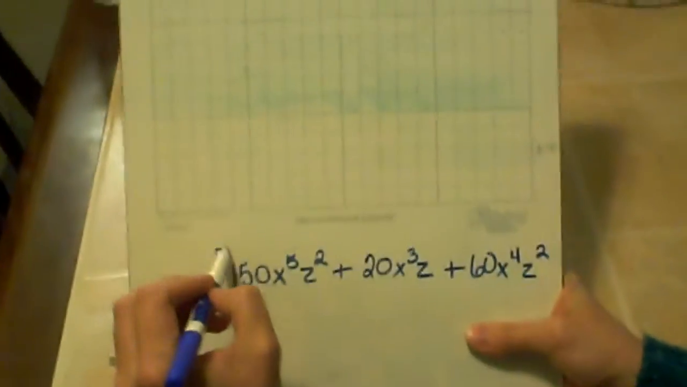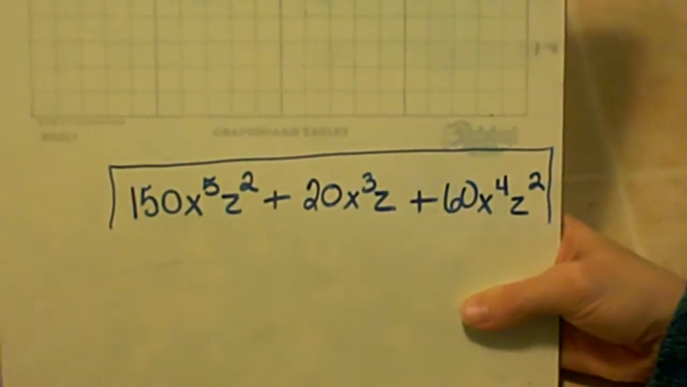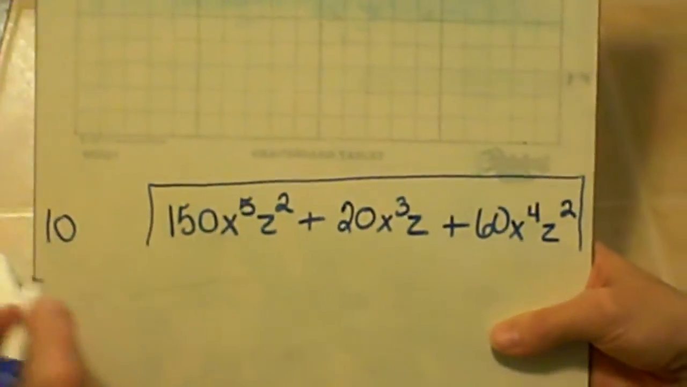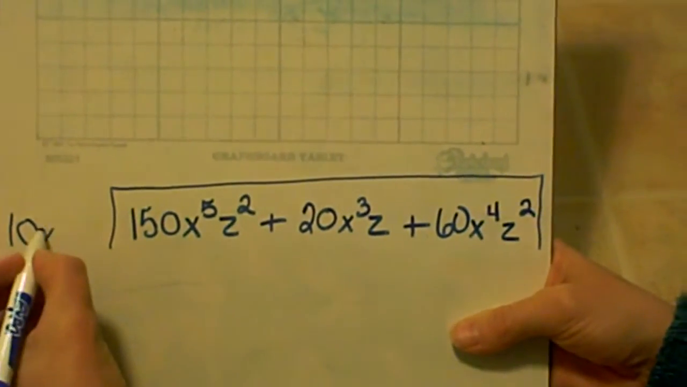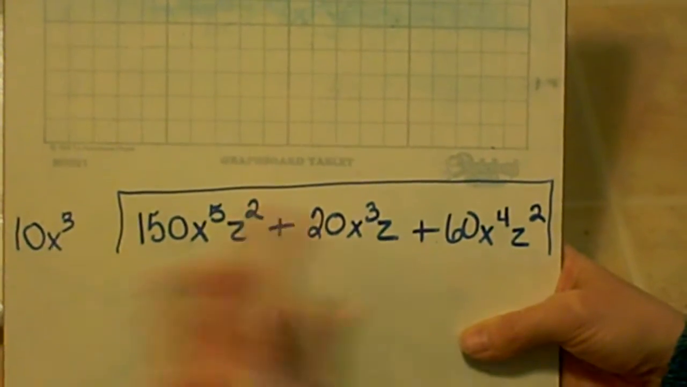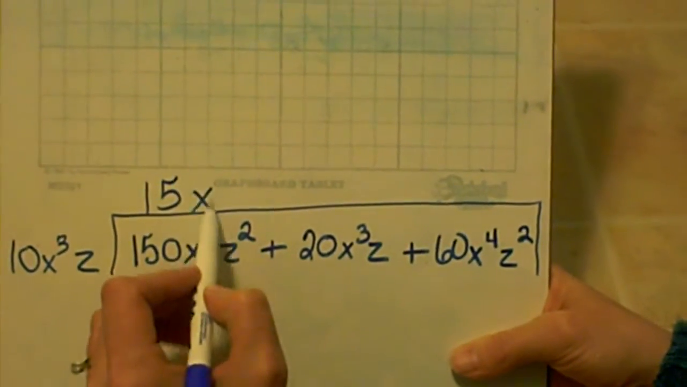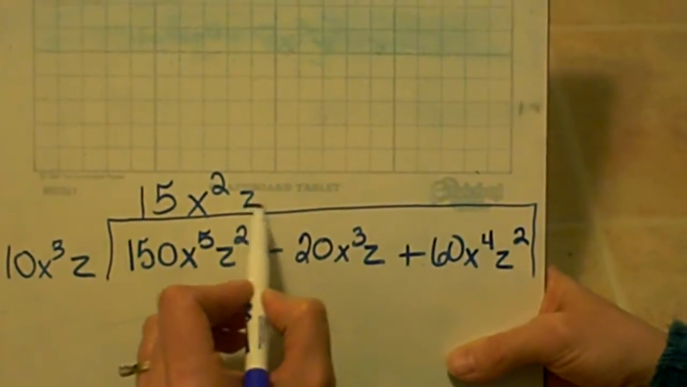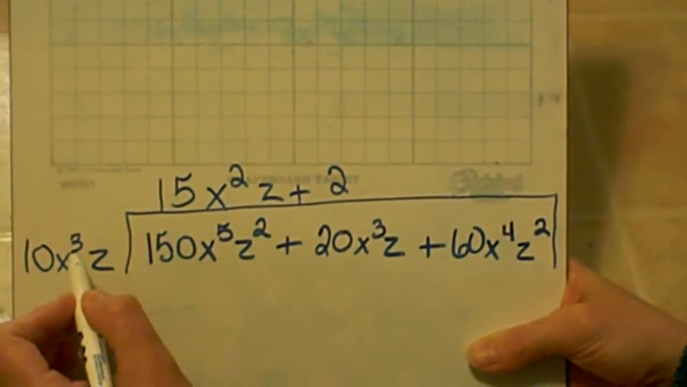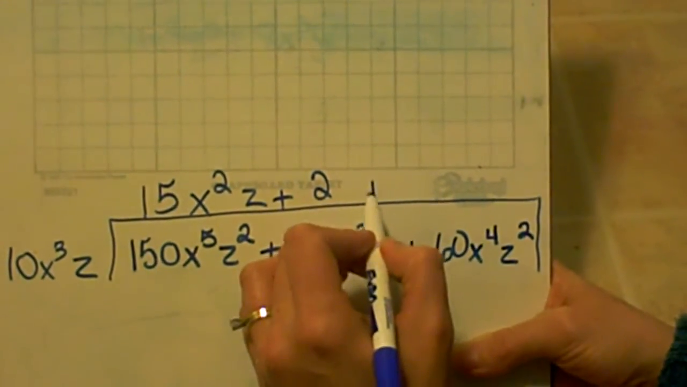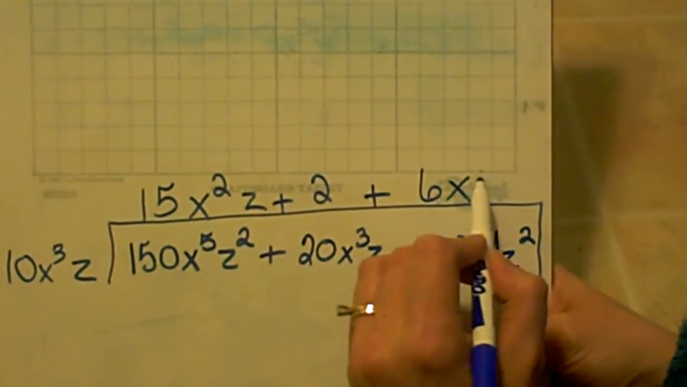Okay, so again, we're going to make the first layer of birthday cake. And looking at the 150, 20, and 60, I see that they all have a 10 in common. Okay? And then we have 5 x's, 3 x's, 4 x's, so our smallest is 3. And z's, I only have 1 here, so I'm going to take that out. Taking 10 out of 150 leaves us with 15. 2 x's left, 1 z left. Then here, taking 10 out of 20, we have 2. We took the x to the third out and the z out, so there's no letters left. And then over here, 10 out of 60, we have 6. We have 1 x left and 1 z left.